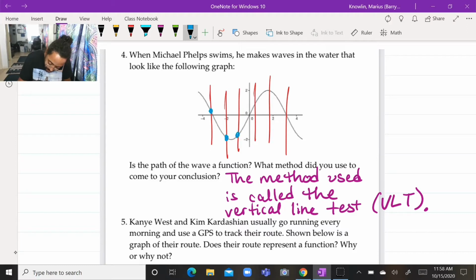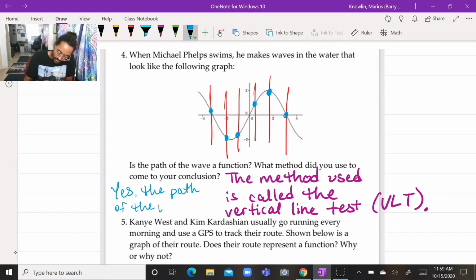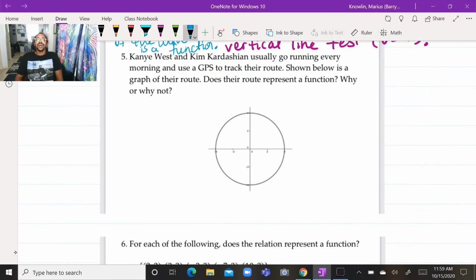So, touches the graph once. All of these vertical lines look to touch the graph one time. So, guess what? Yes, the path of the wave is a function. Number 5.